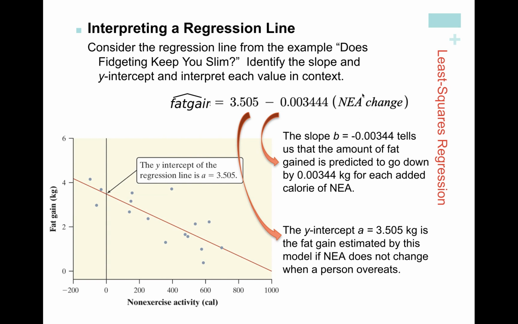as NEA increases by 1 calorie, the predicted fat gain, not the fat gain, but the predicted fat gain, increases by negative 0.003444 kilograms. Another way to say that, which probably makes more sense, is that as the non-exercise activity increases by 1 calorie, our model predicts that the fat gain will go down.